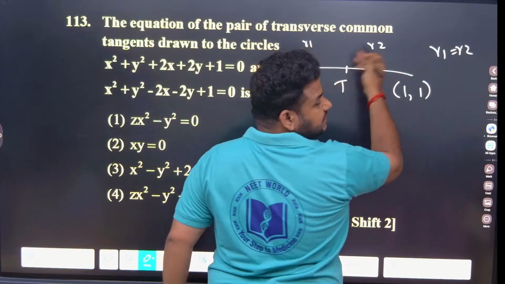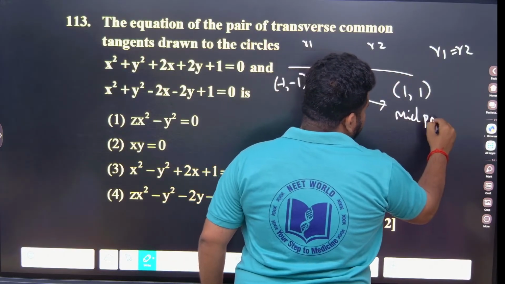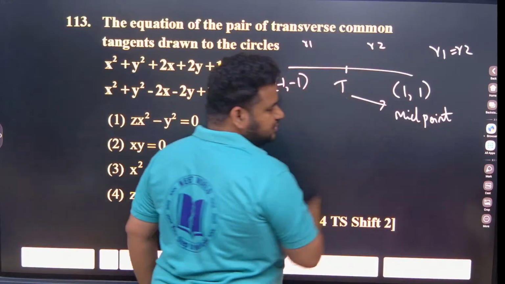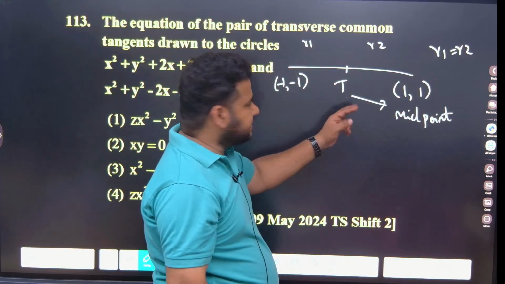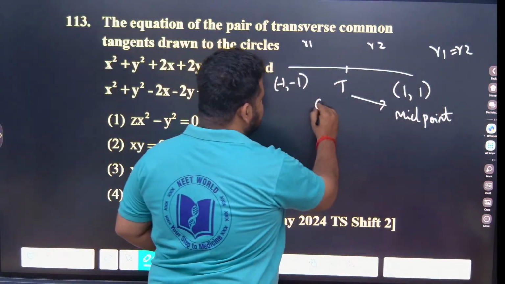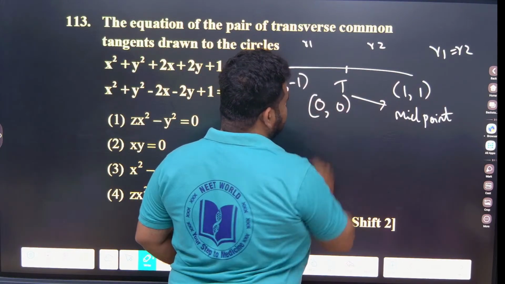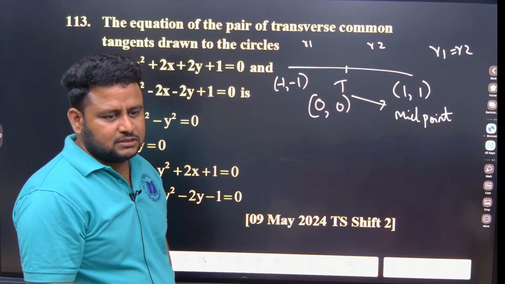It will divide it in the same ratio. That means T will become the midpoint. If I want the coordinates of this, what can I do? 1 minus 1 is what? 0. So this will become 0. What about this one? 0. So this will become 0 comma 0.